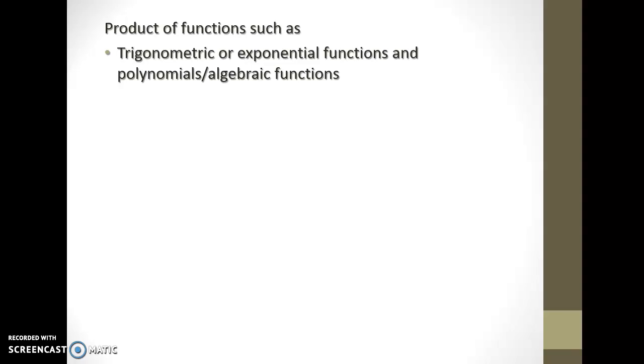Now, integration by parts requires that we have a product of functions, or is usually characterized by a product of functions, which usually involves trigonometric or exponential functions that combine with polynomials. Here are two examples of that. In the first, we have a second degree polynomial with an exponential, and in the second we have a linear function and a trig function.